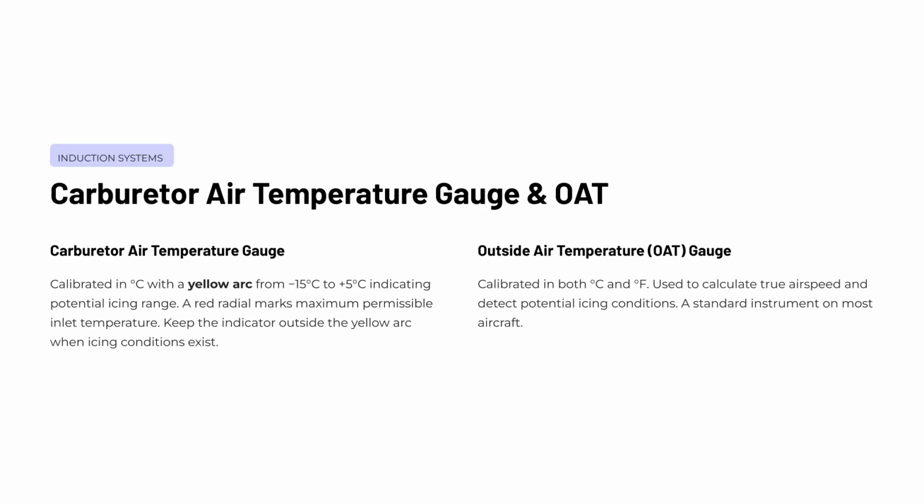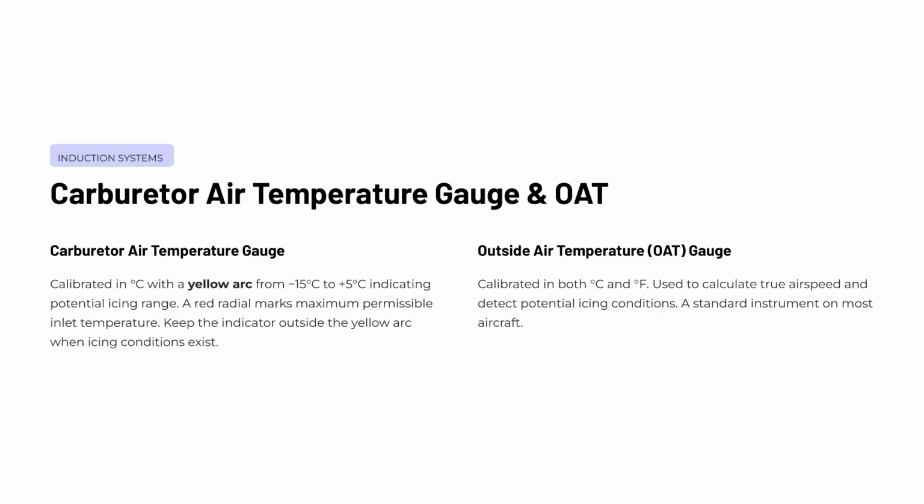The carburetor air temperature gauge is a critical instrument for detecting and preventing carburetor ice. It is calibrated in degrees Celsius and features a yellow arc spanning from -15 degrees to +5 degrees Celsius. This yellow arc represents the range where carburetor icing is most likely to occur. A red radial line marks the maximum permissible inlet temperature, and you must never allow the indicator to remain within the yellow arc when icing conditions are present. If you notice the needle entering that yellow arc, apply carburetor heat immediately to raise the temperature out of the danger zone.